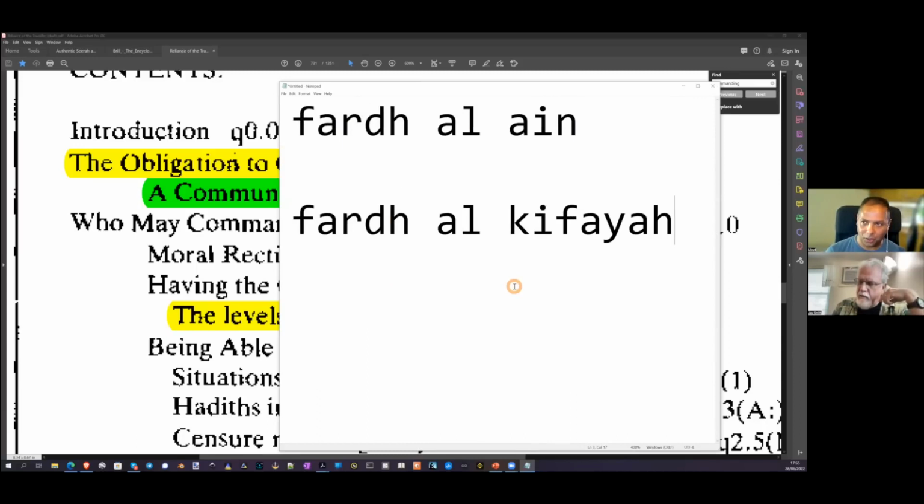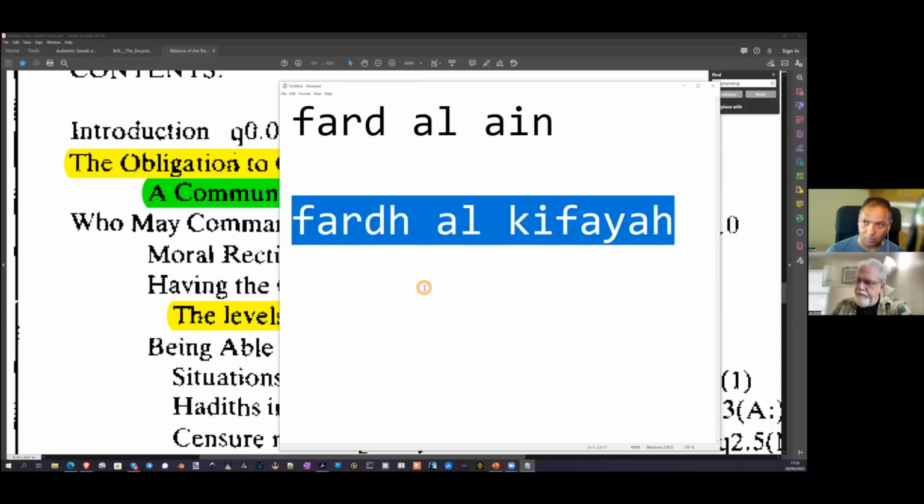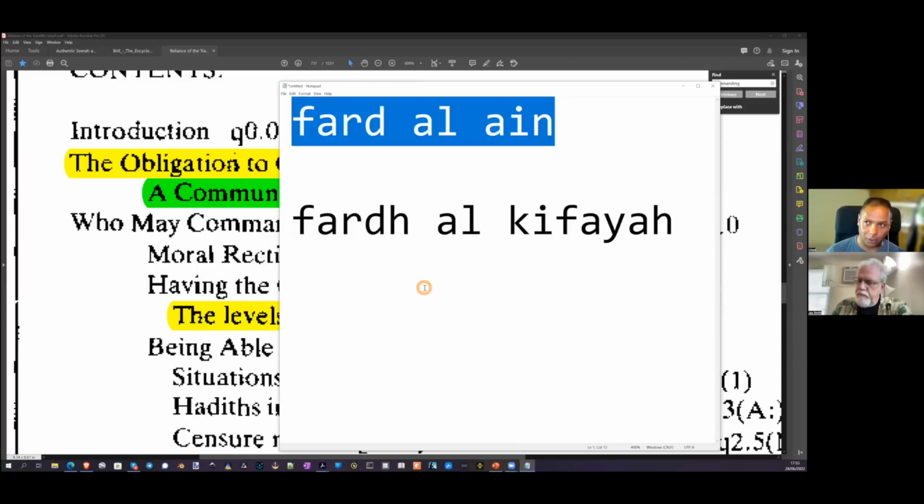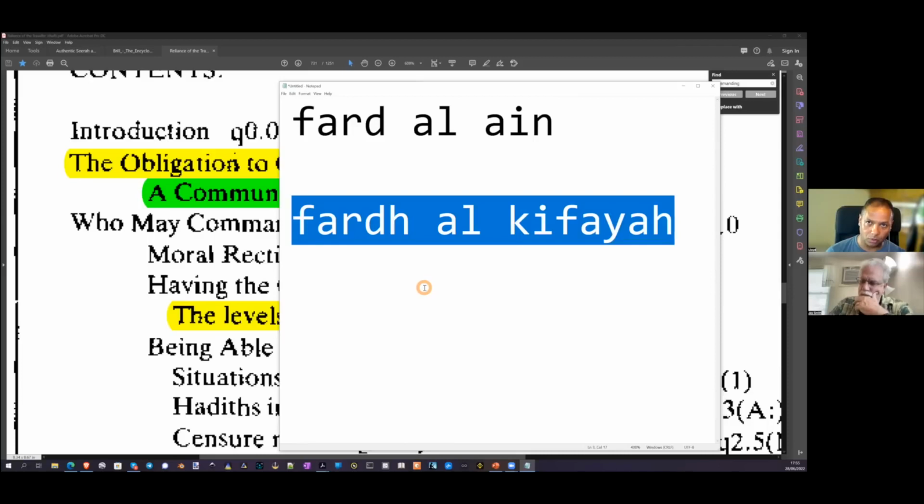You will find variations in spelling with H, without H. You will find variations. It will be similar. Fard al-Ain. So personal obligation and communal obligation. This is communal obligation. This is personal obligation.